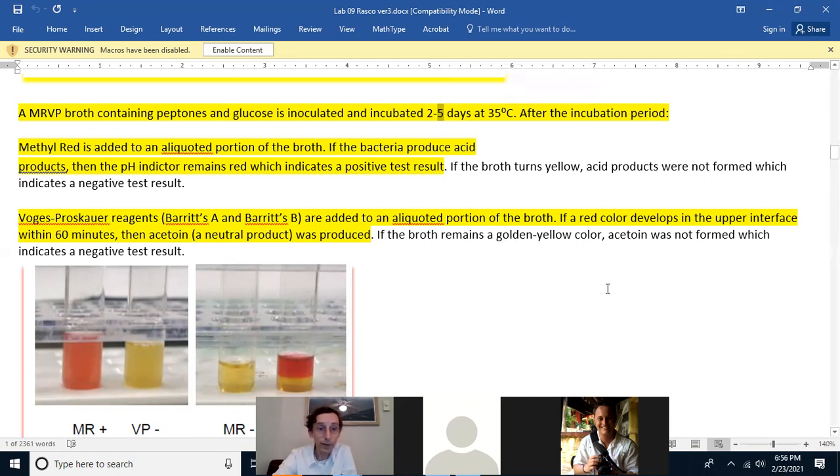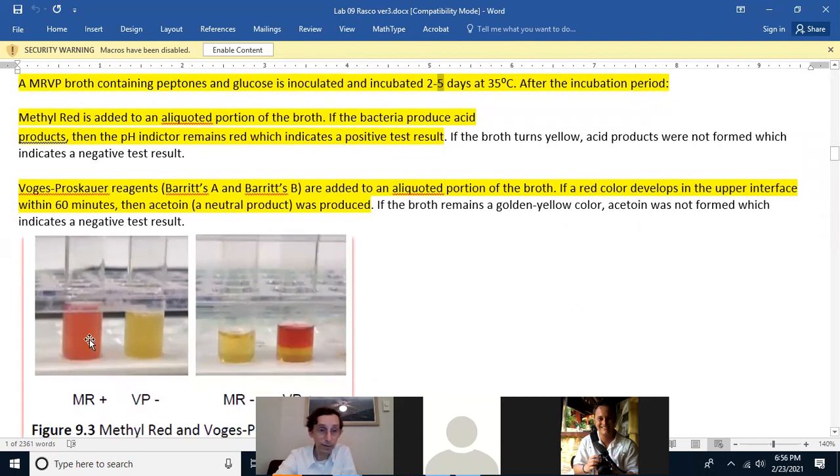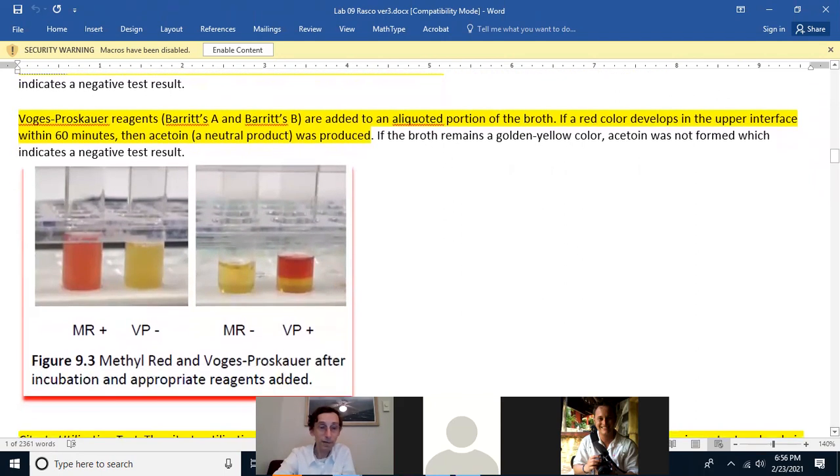All right, so the methyl red test is very simple. You simply incubate the tube, split it into one tube for methyl red and one tube for VP, which I don't have shown, and then you add methyl red to the tube, and if the tube is acidic, the methyl red will turn the tube red. So this is methyl red positive. This one we've added methyl red to, and it's yellow, so it's negative.